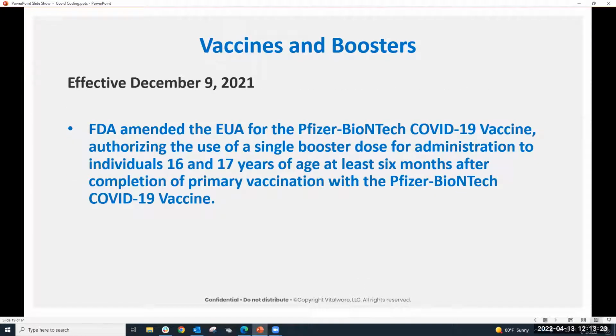All right, effective December 9th, 2021, the FDA amended the EUA for the Pfizer vaccine and authorized a single booster for individuals 16 and 17 years old, 6 months after completion of the primary vaccine. So back in November, the FDA had authorized the single booster dose for individuals 18 and older, but here they're just expanding it to 16 and 17-year-olds.